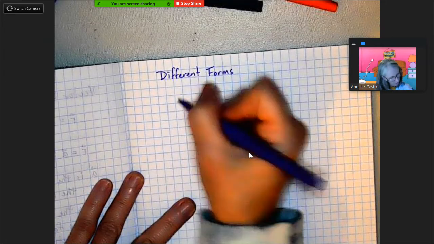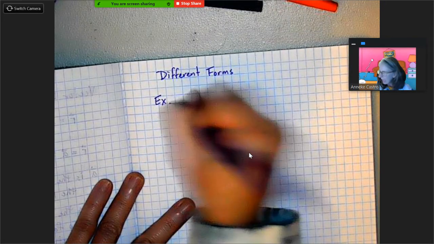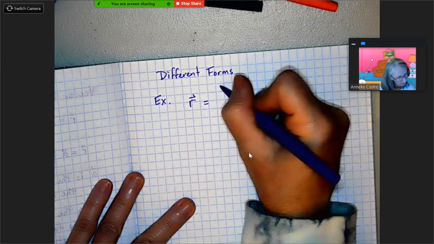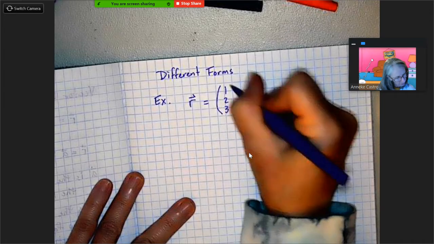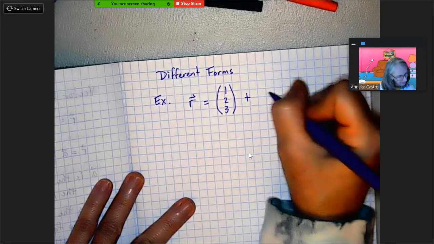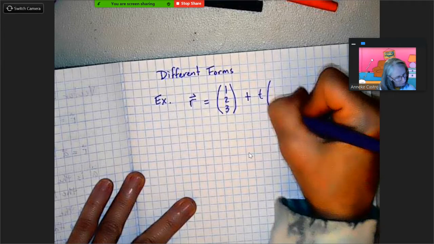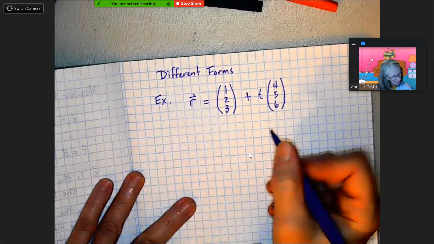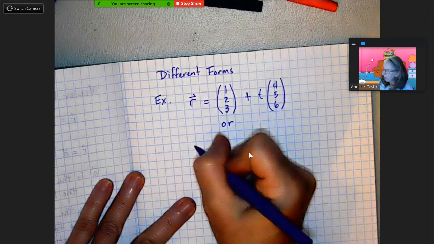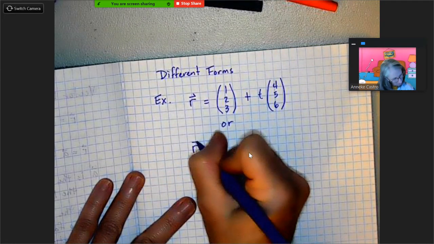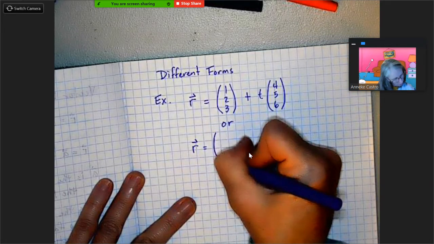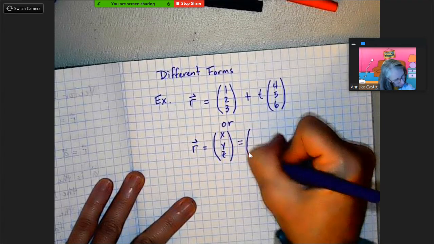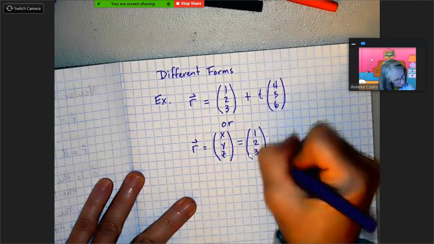For example, if I gave you r equals, I'm going to do it in 3 dimensions, 1, 2, 3, plus t times 4, 5, 6. I'm just going to write it a bunch of different ways. I can write it out in component form, x, y, z is equal to, and then this part is just going to be the same as it was above.